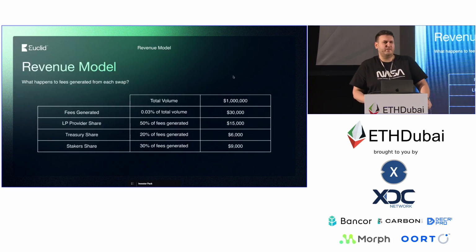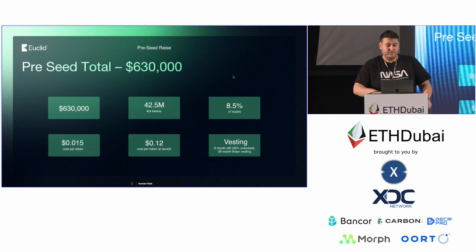The revenue model is very similar to Uniswap governance token or Osmosis. Basically, we take a basis point fee, around 3 basis points depending on the pool, of course, from each transaction. 50% goes to liquidity providers, 20% to treasury, and 30% to stakers that stake the token.